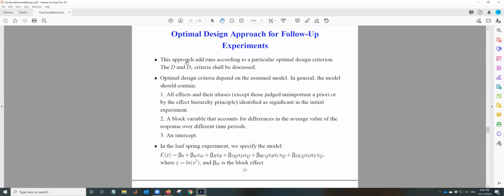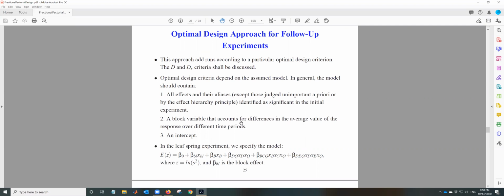This approach adds runs according to a particular optimal design criterion, D or Ds criterion. And now we're going to discuss the optimal design criterion. It depends on the model. So this is your model. In general, the model should contain all effects and their aliases, except those judged unimportant a priori or by the effect hierarchy principle, or identified as significant in the initial experiment. For example, we think that BCQ and DEQ are aliased, and we want to study these 2. Then we include both of them in the model.